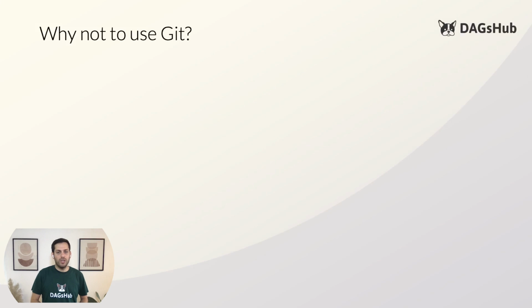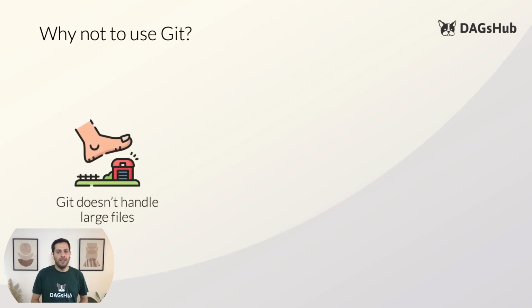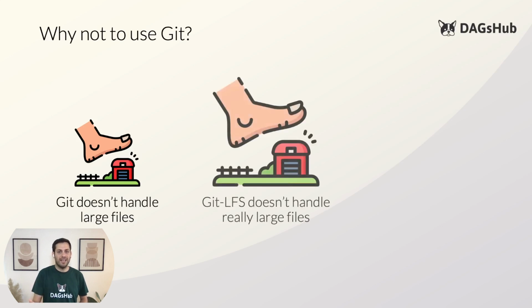Well, Git was originally designed for managing software development projects and to version text files or code files. Therefore, Git doesn't handle large files very well. Well, you're probably asking yourself, why not use GitLFS for this task? Well, GitLFS is better than Git for large files, but when scaling, it still doesn't provide good results.